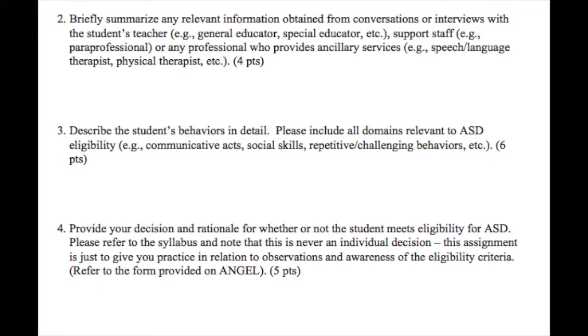Or you can look at the one that's on D2L so you get an idea of the criteria for students to qualify for ASD. And so then you're going to provide your rationale based on this MET that's on D2L or your own, and talk about why you think the student qualifies or doesn't qualify for ASD.